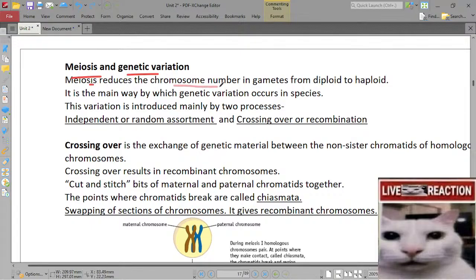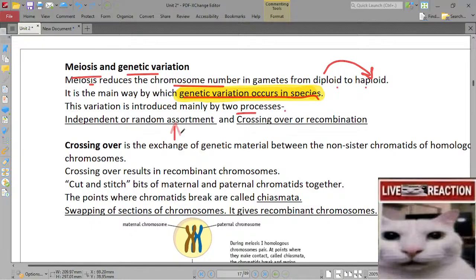So meiosis reduces the chromosome number in gametes from diploid to haploid, because this is half of the original diploid cell. It is the main way by which genetic variation occurs in species. This is pretty important. All of the evolution process occurs because of genetic variation, and genetic variation is mainly possible because of this specific process by which we produce our sex cells, right?